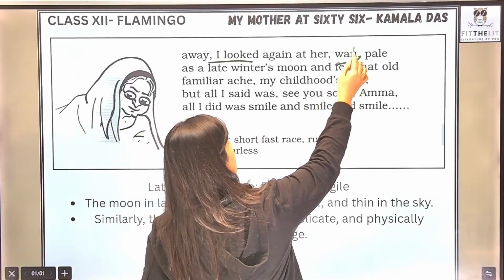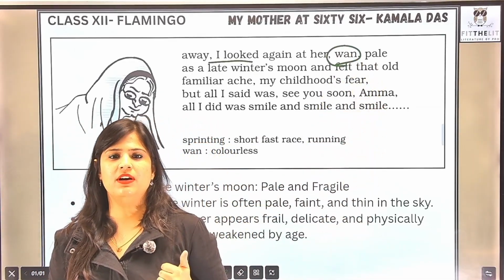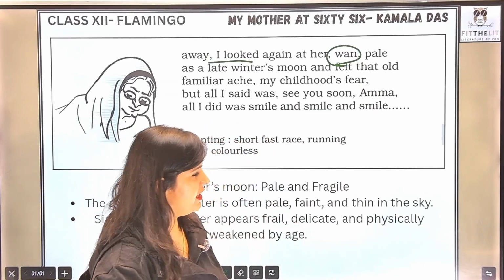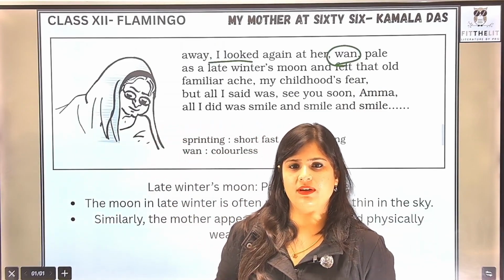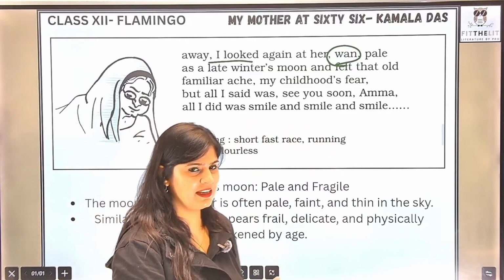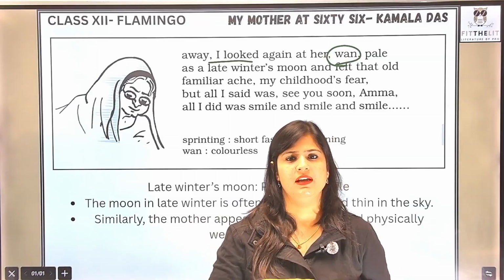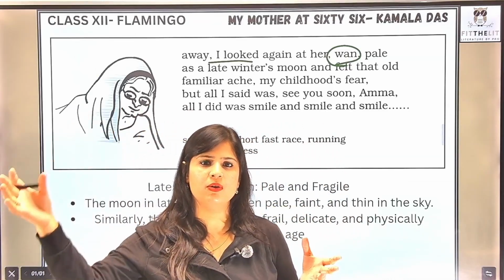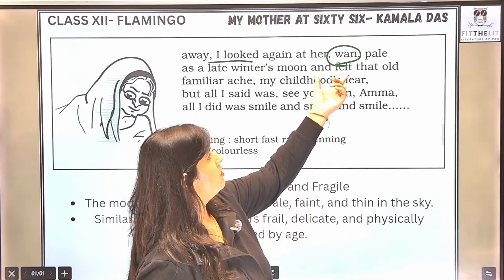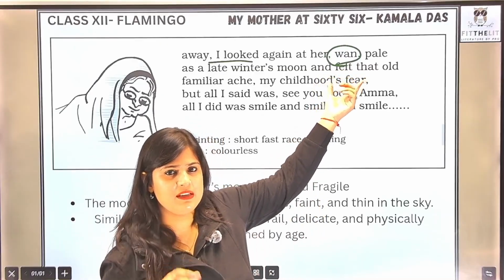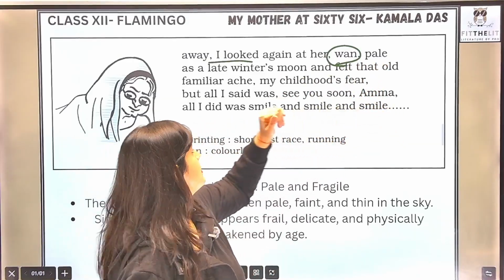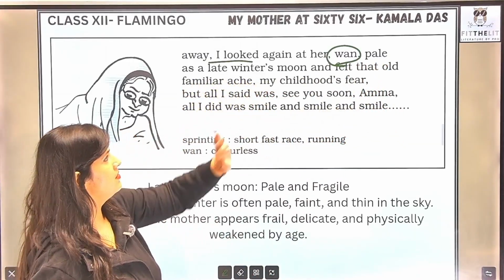Wan. Wan means, acha, wan is again a word that you need to understand in detail. See, there are phases of moon, right? हमारा जो moon cycle होता है वो पूरा ऐसे phase में चलता है. Waxing and waning उसी का एक part होता है. So waxing means to grow in size and waning means to become thinner, right? So wan means again becoming thin, and pale. Pale means colorless, as late winter's moon.